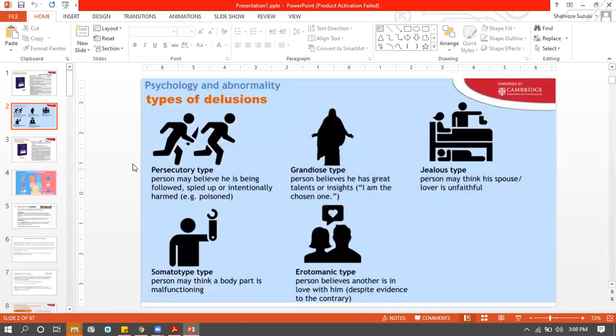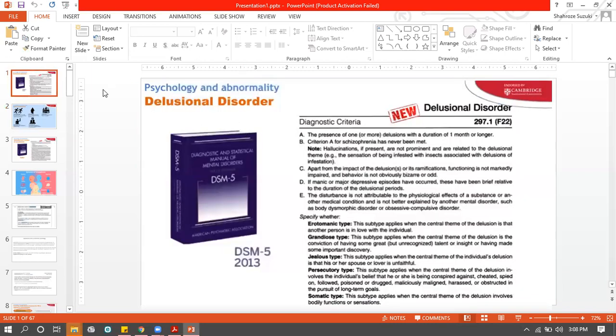What are these types, basic terms, and delusional disorders? A person having any of these five types of delusions is going to fall under delusional disorder. Now, what is the time frame?